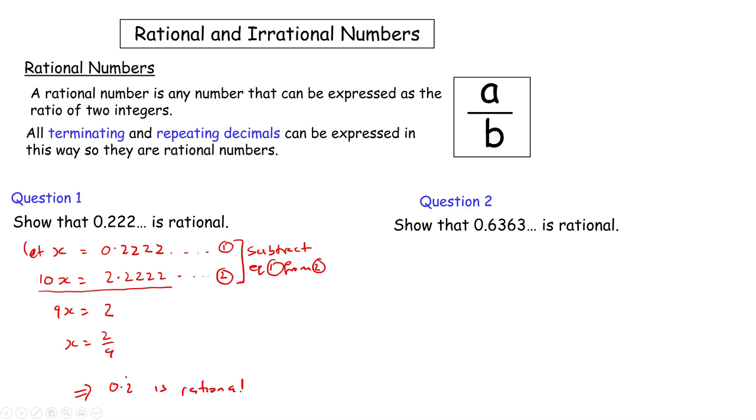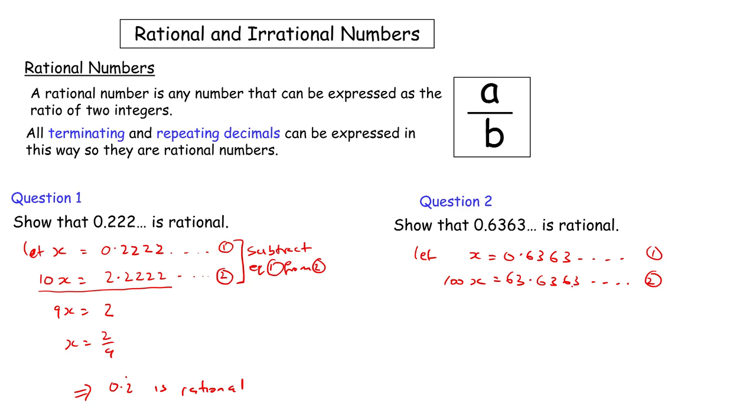Okay, so corrections in green if you need them. And then here, same thing again, let x equal 0.6363 recurring. And I'm not going to multiply by 10 this time, because that just gives me 6.3636, which is a different decimal. So I'm going to multiply by 100 this time. So 100x is going to be equal to 63.6363 recurring.